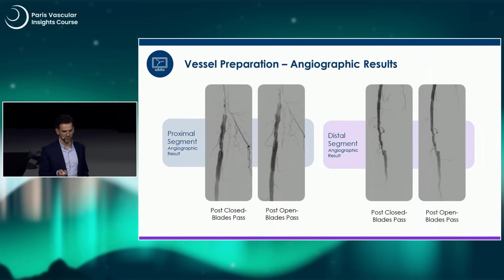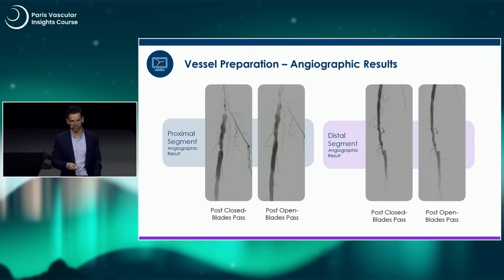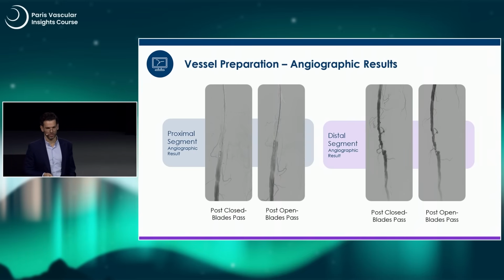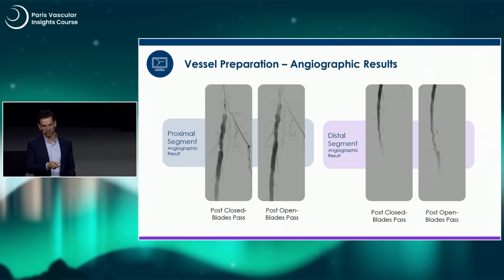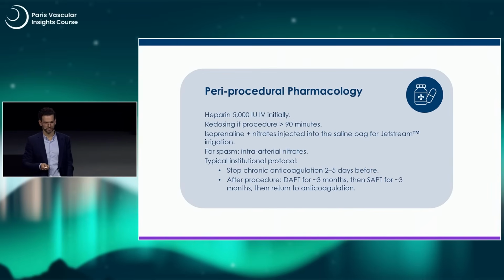So this is the result after the first segment. You can see on the left side, after the first pass with the blades down, and then the second one with the blades open, you can nicely see the lumen gain here. And for the distal segment as well, it's not as evident as the proximal lesion, but of course it's only a vessel prep technique, and then after you have to treat the vessel. So this is the flow, and we have a nice flow after the different passes with blades open, especially on the right side, with a much better flow at the end.